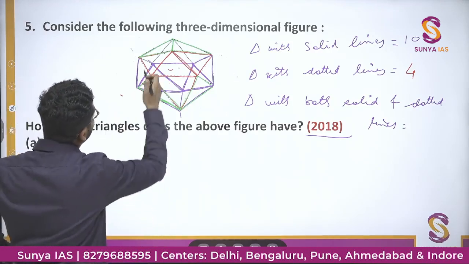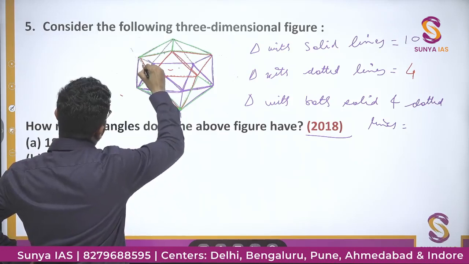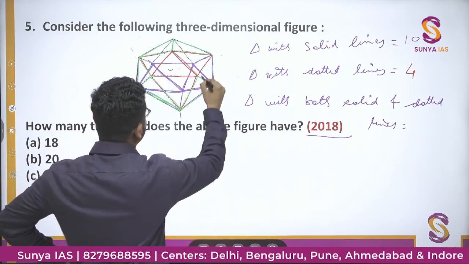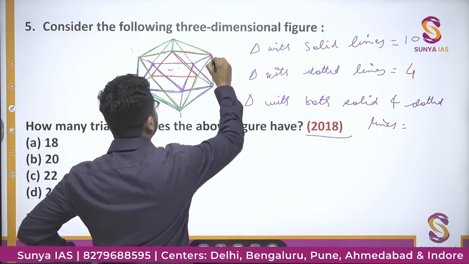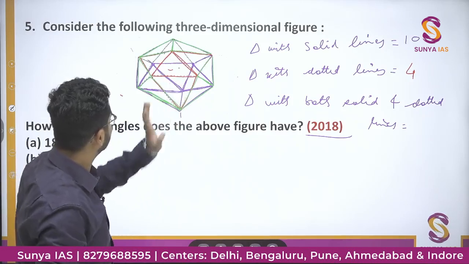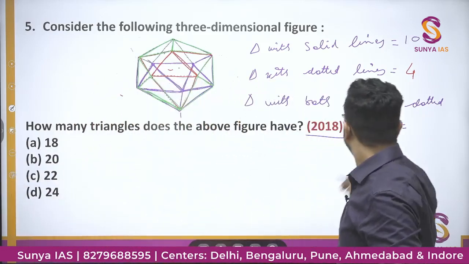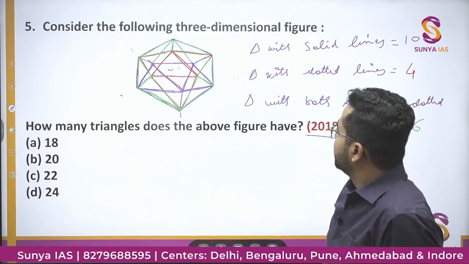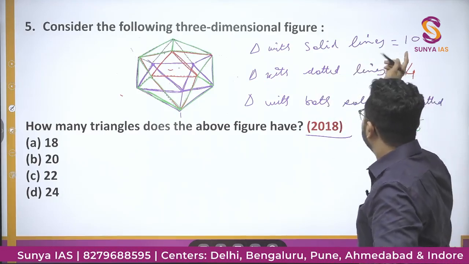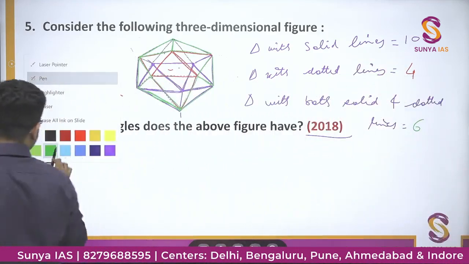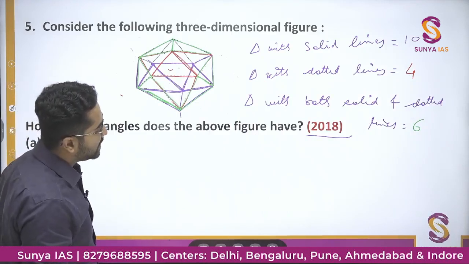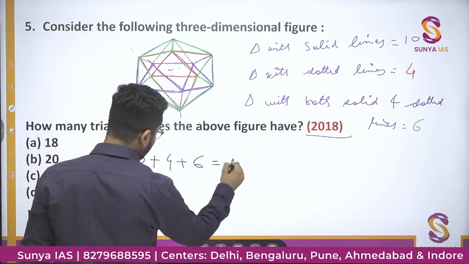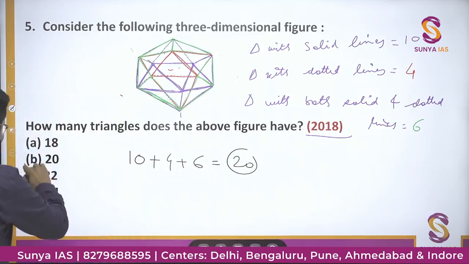Yes, if you can find, this is one triangle, which I can find here. So similarly, there will be one triangle like this. So 1, 2, 3, 4, 5, 6. Any other possibility? So till now I have found 6 such triangles. So now I have found triangles with solid lines are 10, with dotted lines are 4, and with both solid and dotted lines are 6. Then total triangles would be 10 plus 4 plus 6 is equal to 14 plus 6, 20. The correct option would be option B, 20.